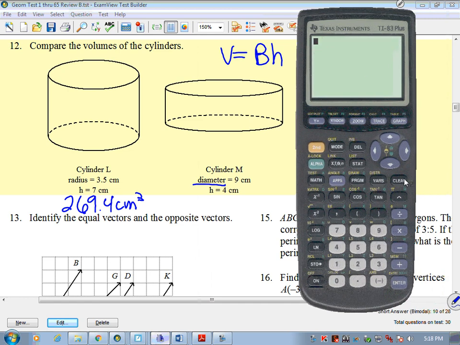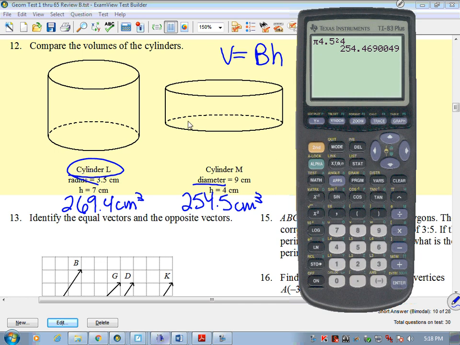Let's clear that out and try this other one. We've got pi times 4.5, since I need 9 divided by 2, so 4.5 squared times 4. That's 254.5 centimeters cubed. Which one has the greatest volume? Cylinder L has the greater volume, and that's the correct answer. That's 12.